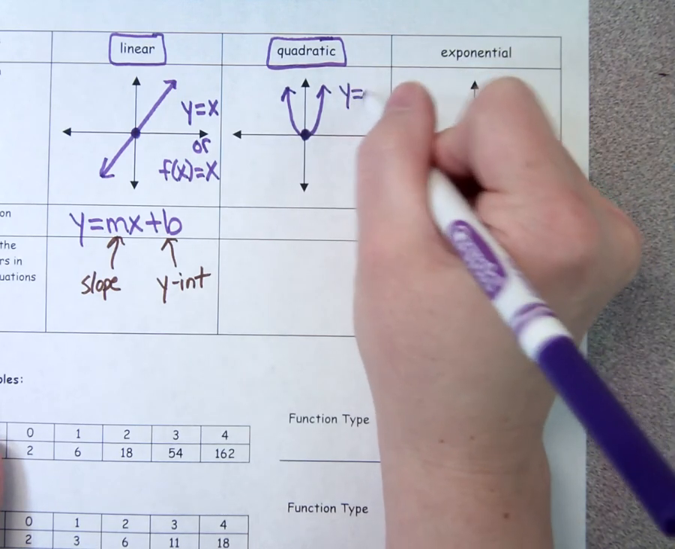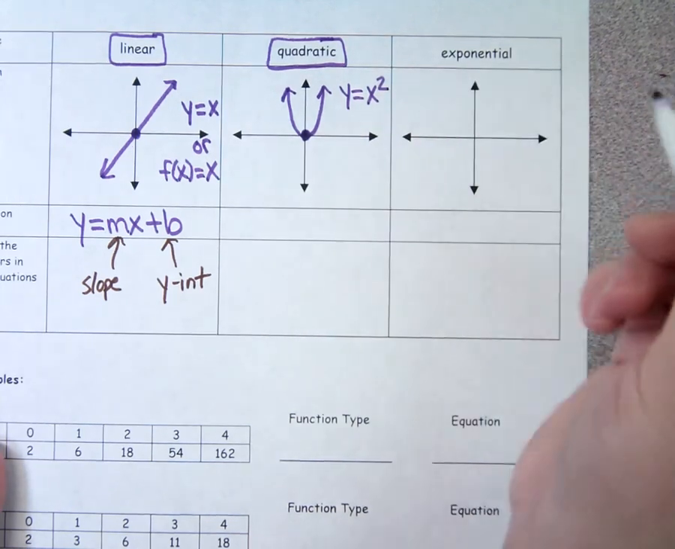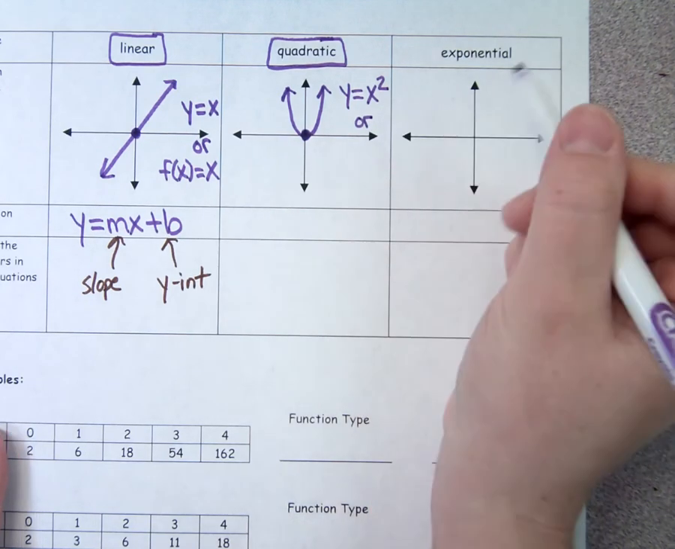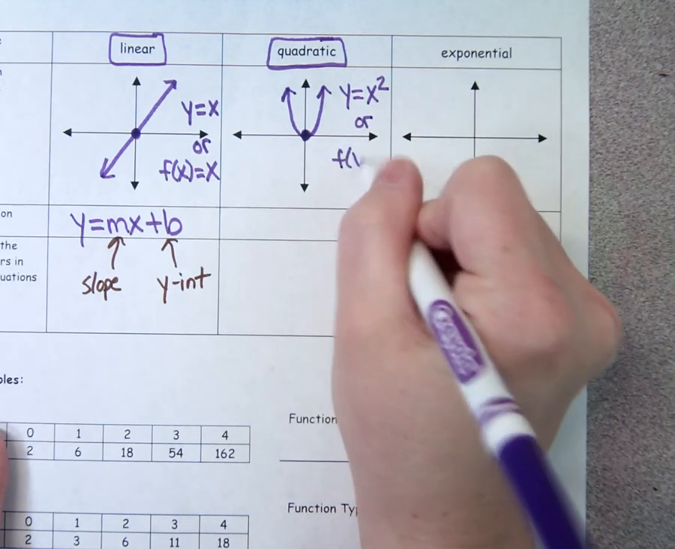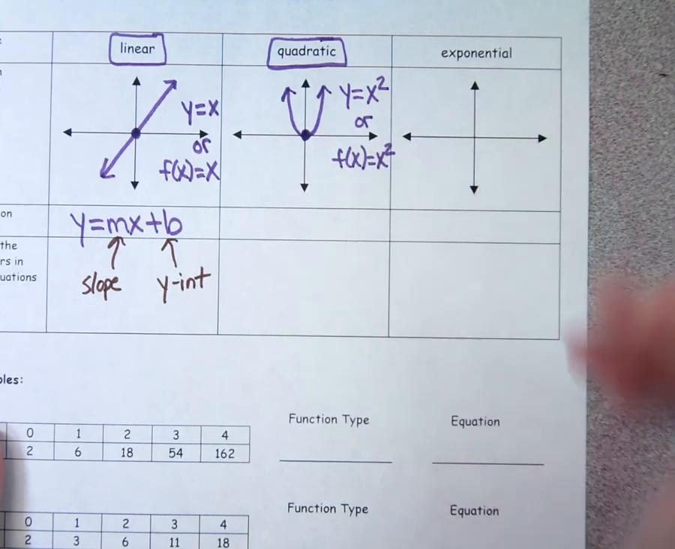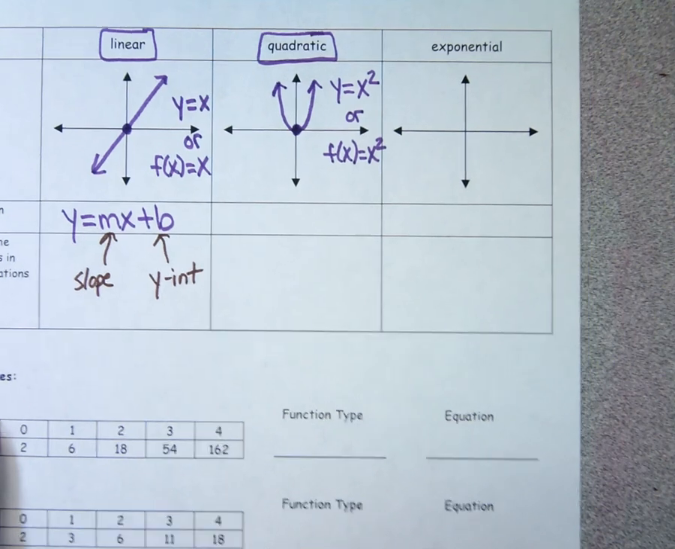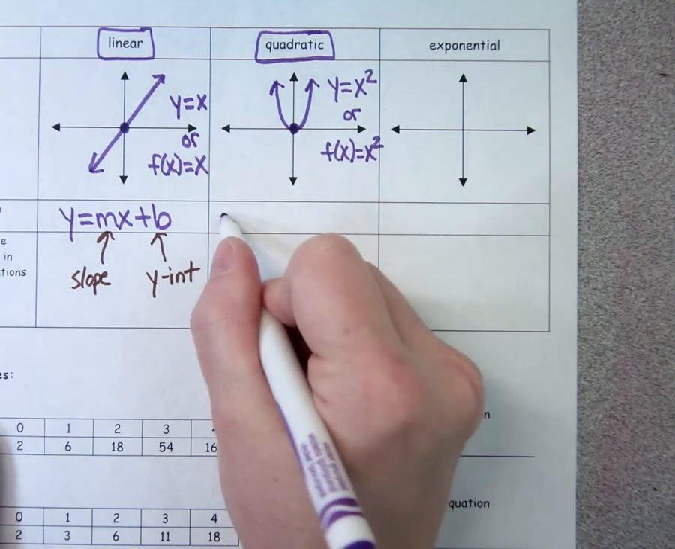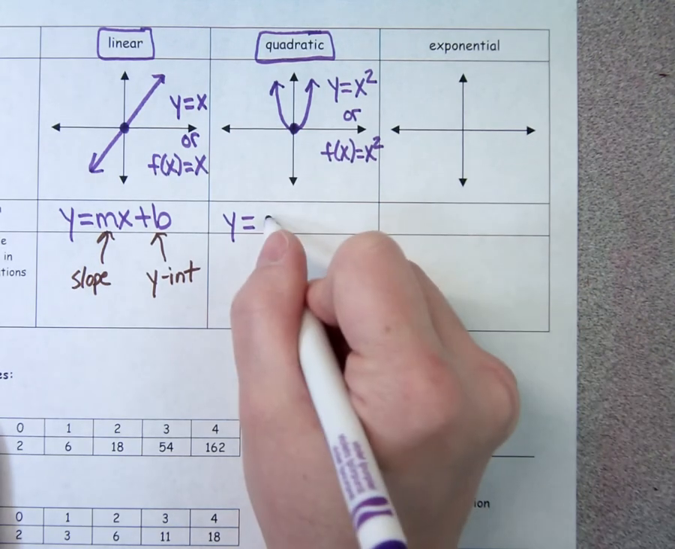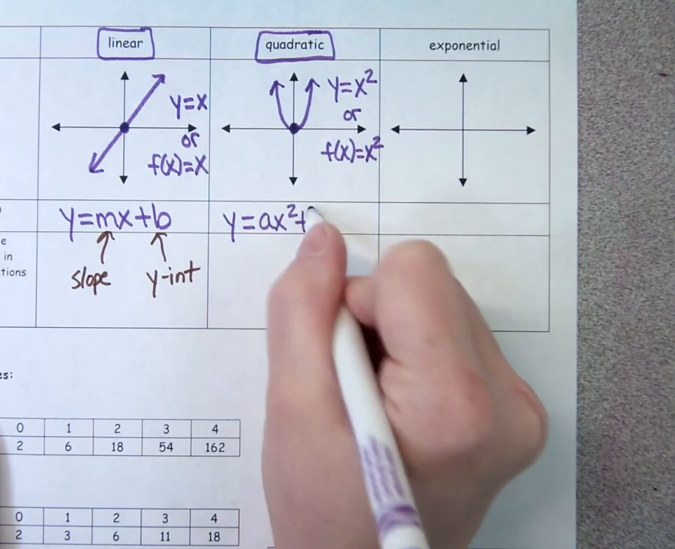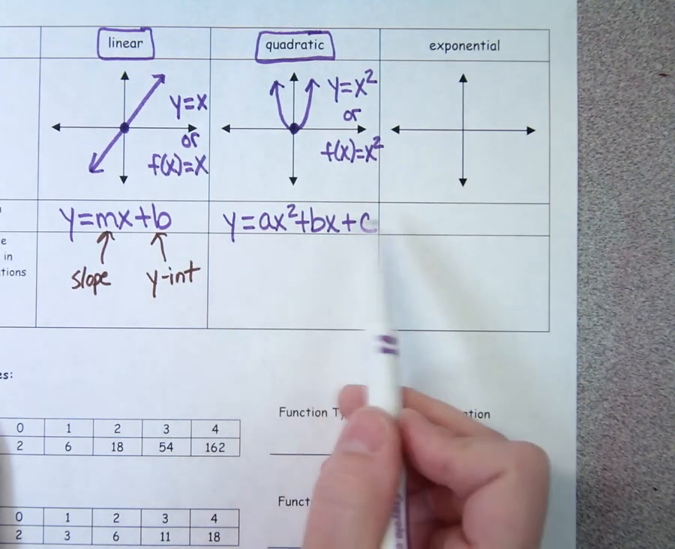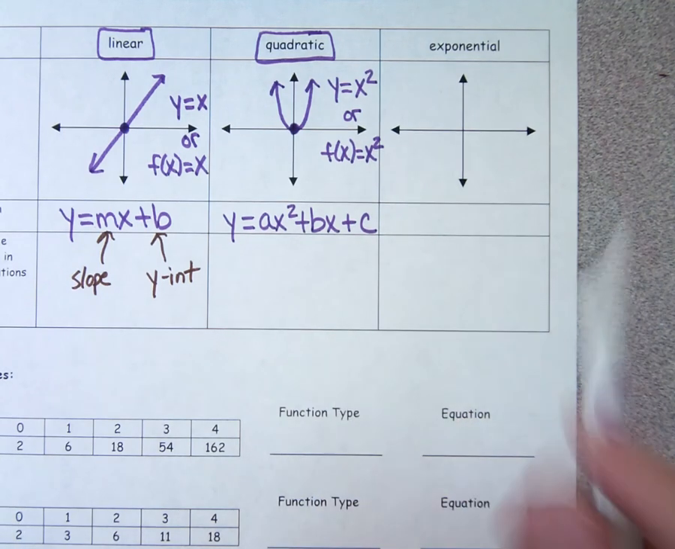Our equation to our quadratic parent is y equals x squared. So what could be the other way we could write that? f of x equals x squared, simply because y and f of x mean the same thing. Now I'm going to write down our standard form for our quadratic, and we've been looking at this form lately: ax squared plus bx plus c. We've been using this with our factoring and with our quadratic formula.